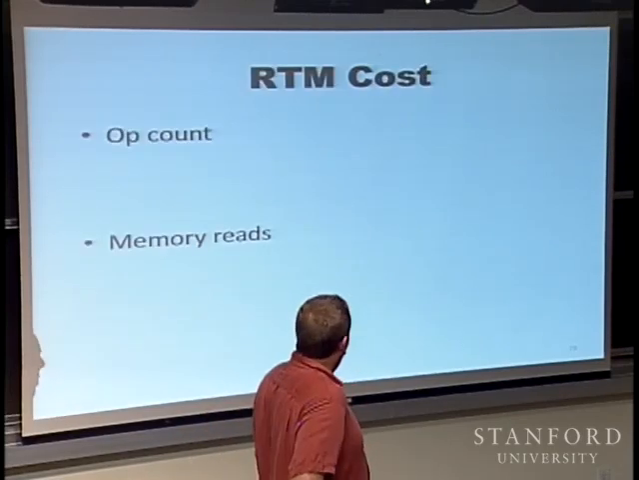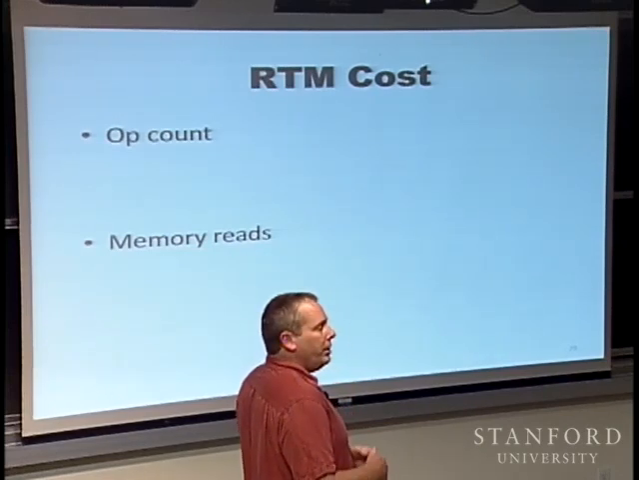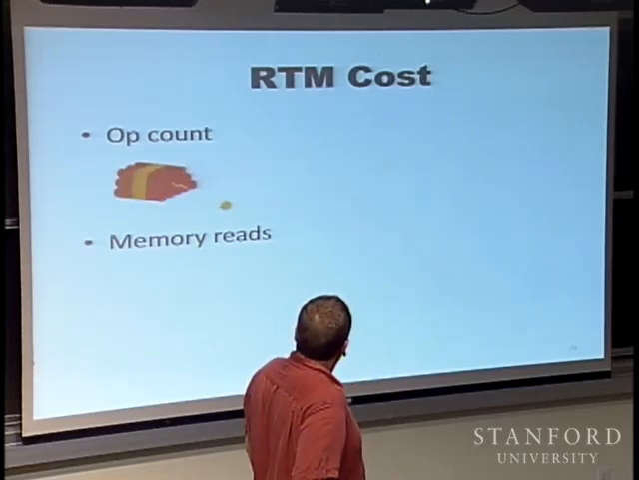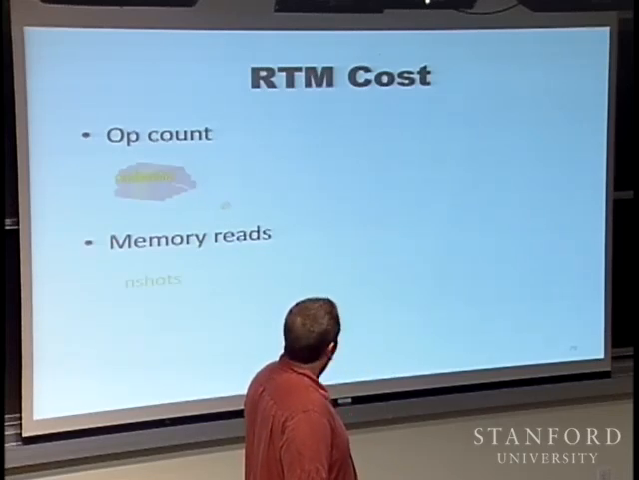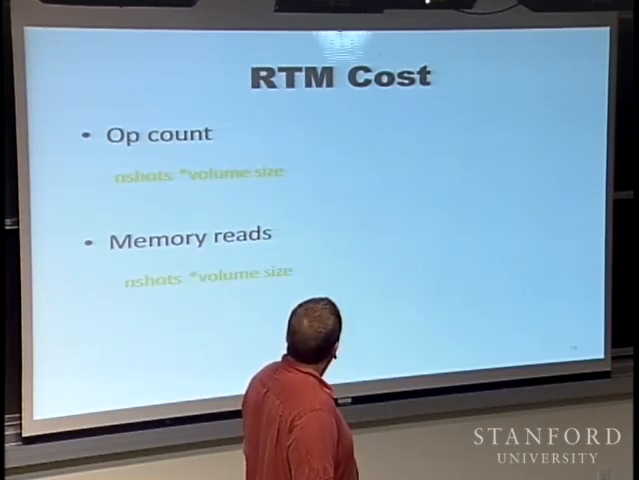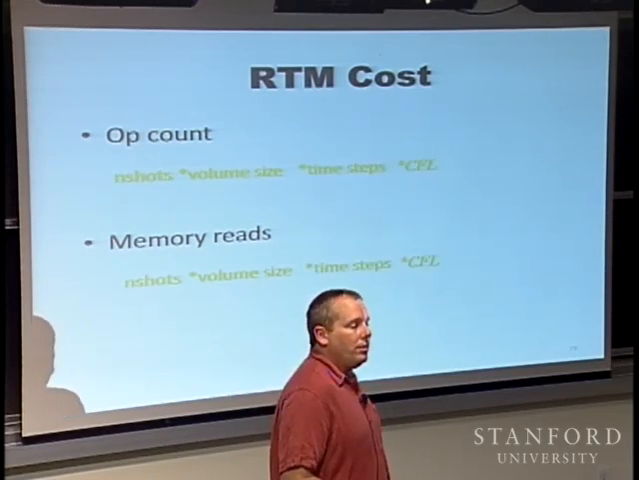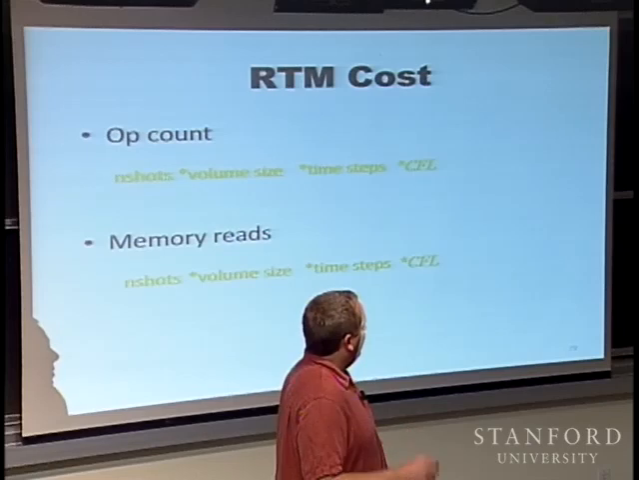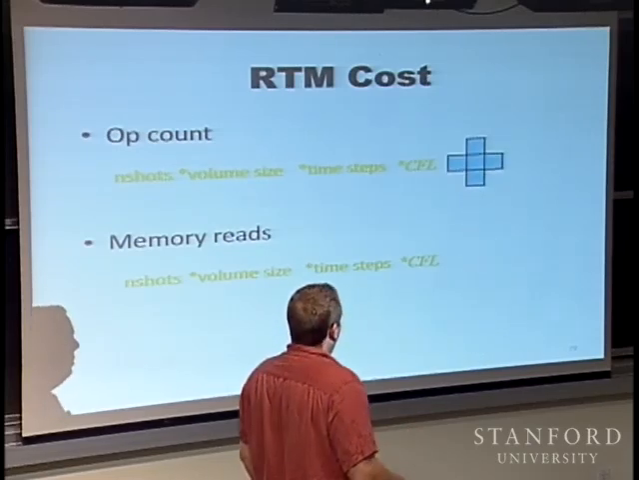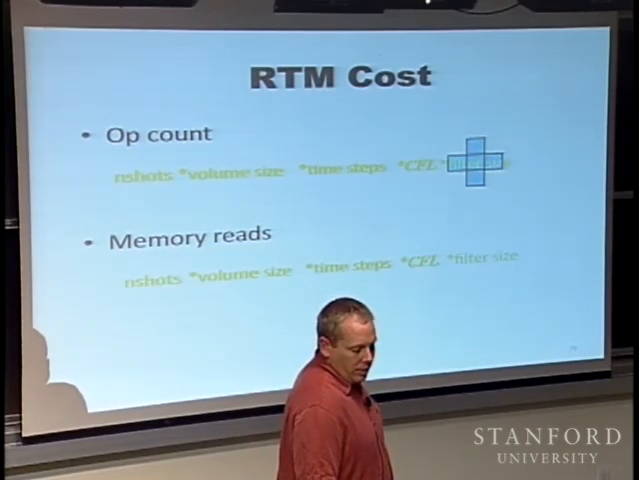To give you an idea on op count here, op count and memory reads, if you're doing something really stupid, are about the same order, so I'm going to talk about them as the same thing. First we have the number of shots. Then we have our volume size. We have the number of time steps we need to advance. We have to deal with stability concerns, which mean we have to advance at a finer sampling than we really want. And we have the stencil we're going to use to advance the wave field, and that has a certain number of elements. So that's going to be our cost.